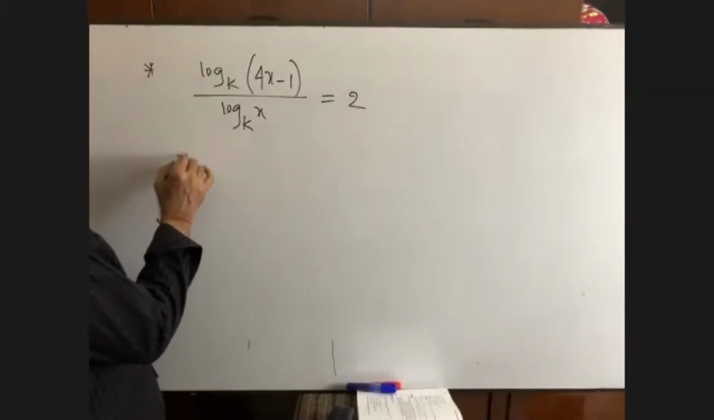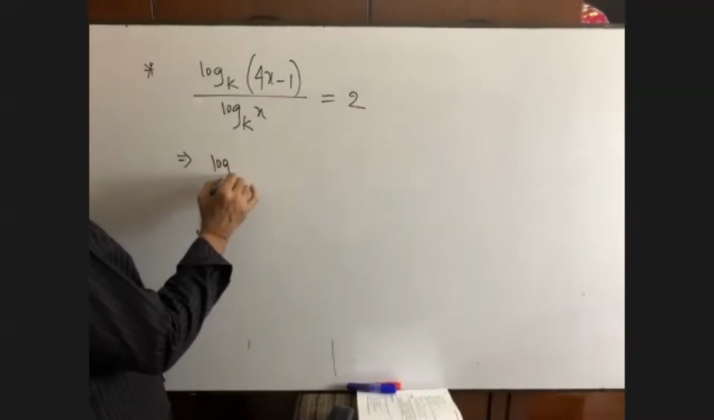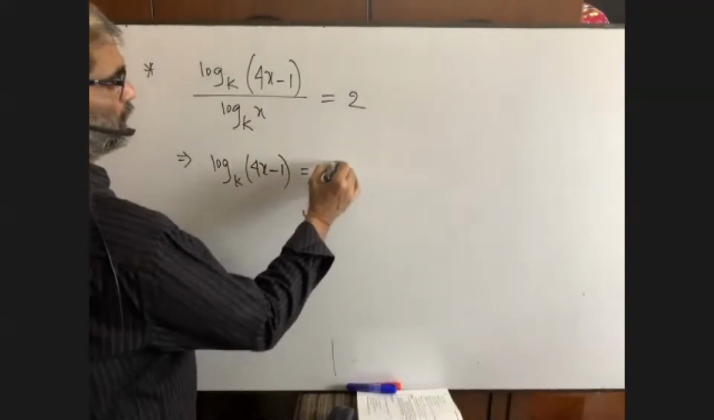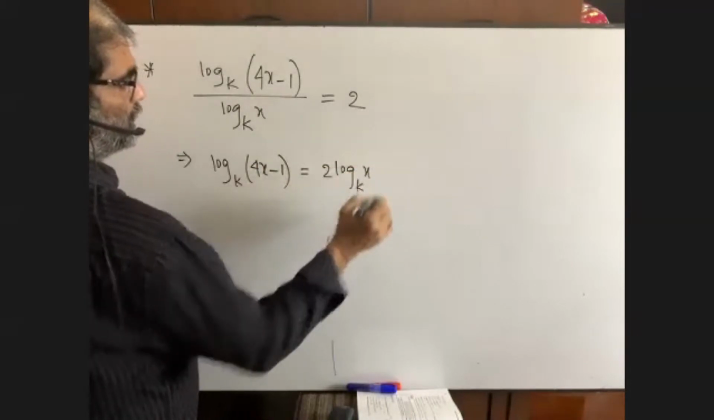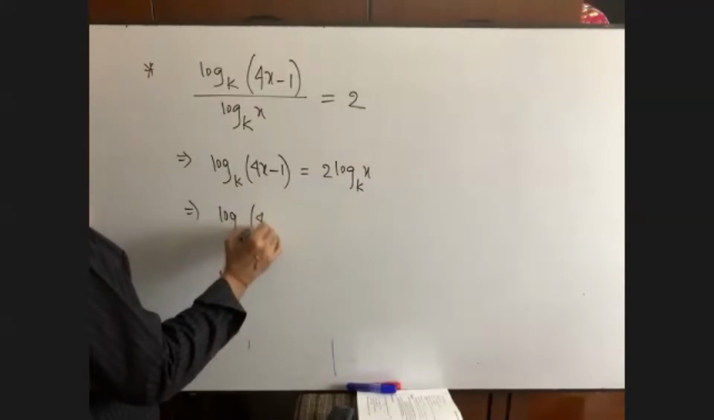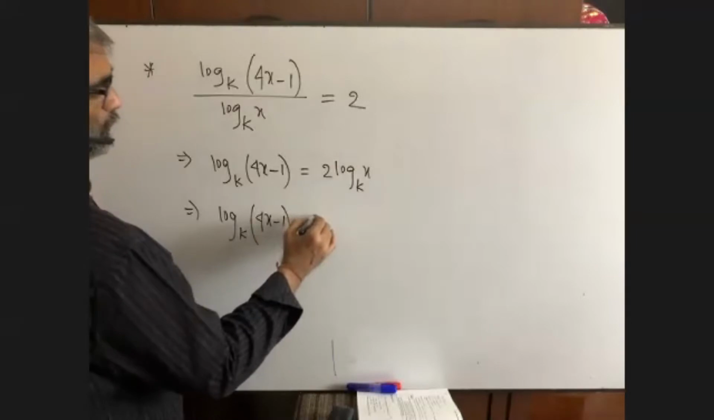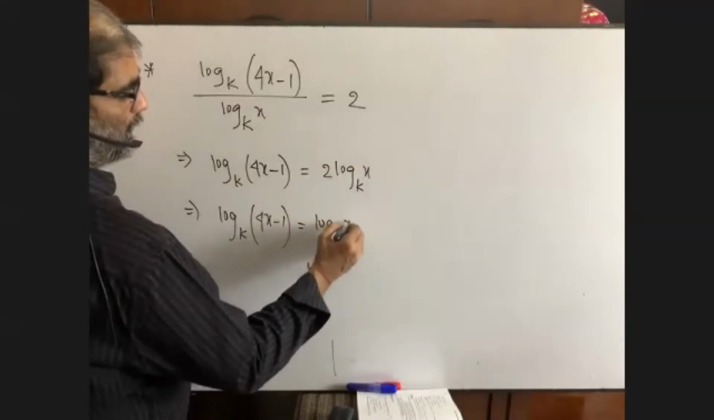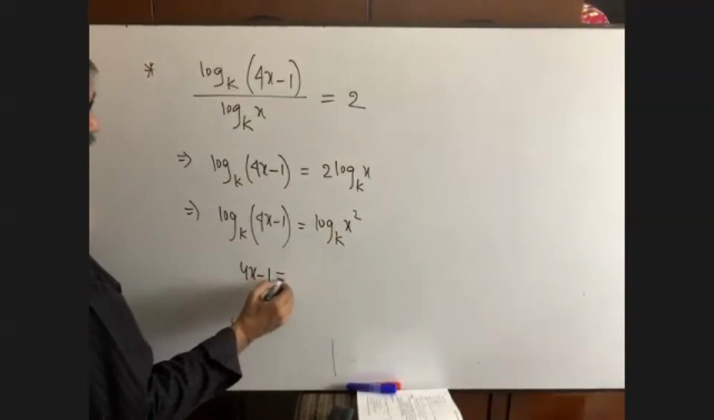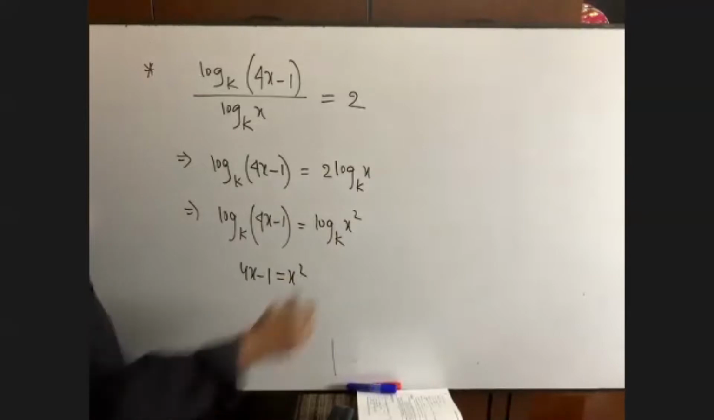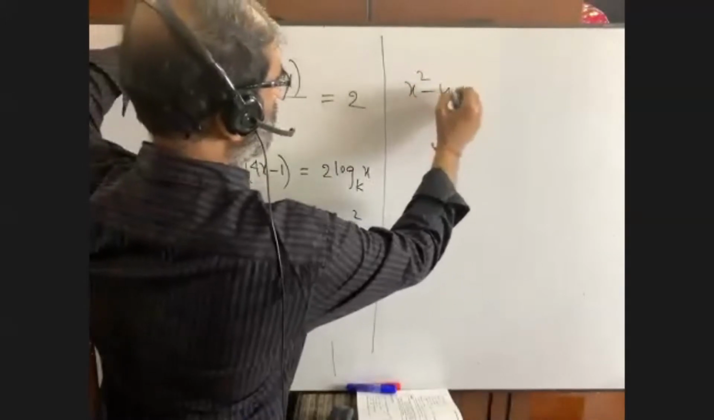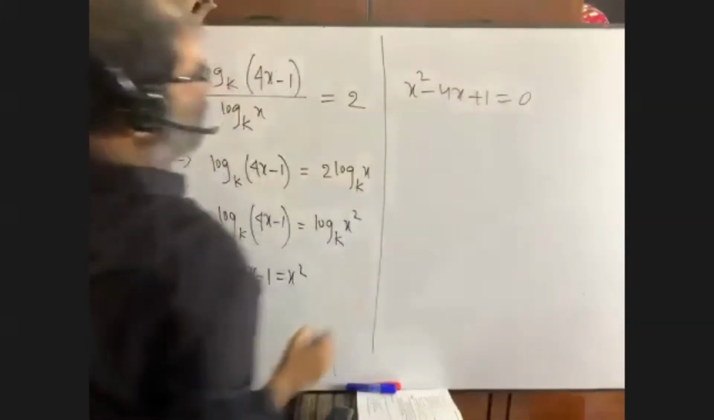What will you do? Write down log k 4x minus 1 is equal to 2 log k base x. That means log k 4x minus 1 is equal to log k x to the power 2. That is, we are getting 4x minus 1 is equal to x square. That means x square minus 4x plus 1 is equal to 0.